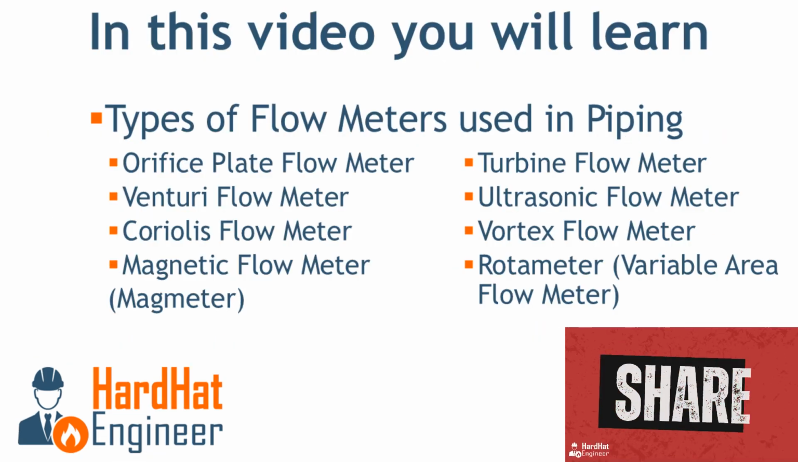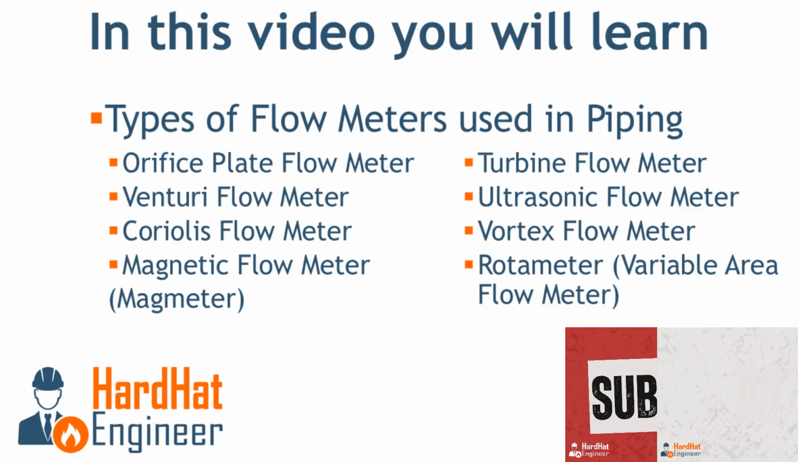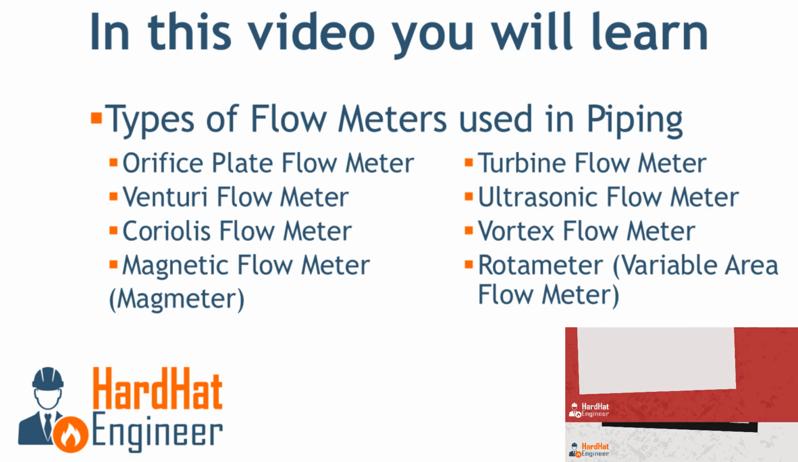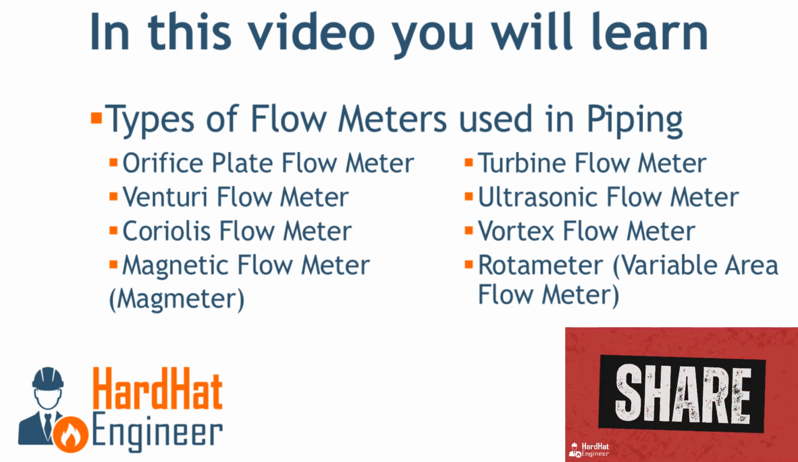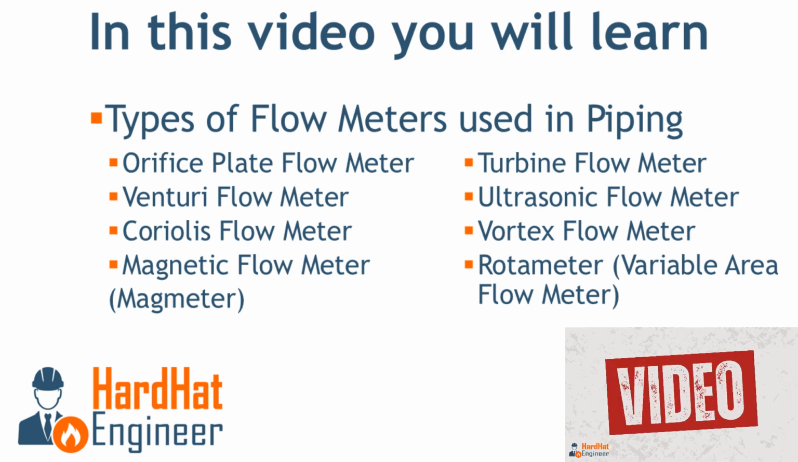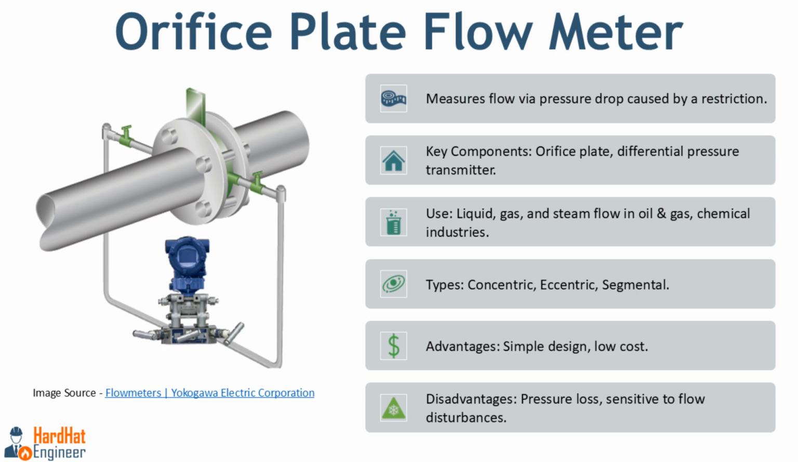You will learn about these 8 types of flow meters such as Orifice, Venturi, Coriolis, Magnetic, Turbine, Ultrasonic, Vortex, and Rotameter. You will also learn about components, uses, advantages, and disadvantages. Let's get started. Accurate fluid flow measurement is essential for effective process control. To achieve this, various types of flow meters are used in process industries, considering factors such as fluid type, pressure, temperature, accuracy requirements, and cost.